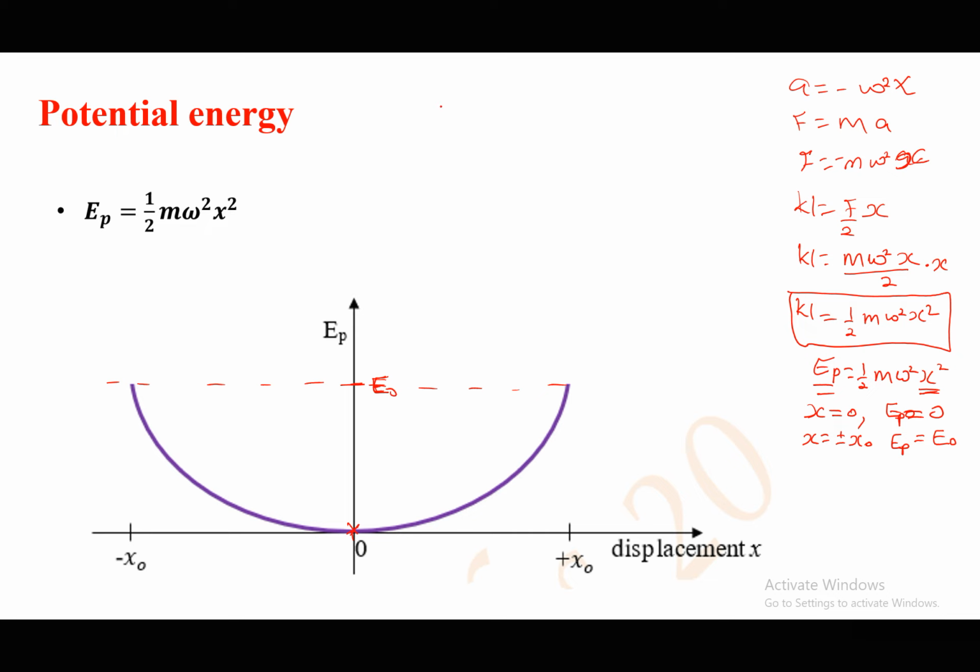The maximum kinetic energy is the same as the maximum potential energy, which is a half m omega squared times x naught squared. This is the maximum energy, and it is a constant because the mass of the body is a constant, angular velocity is a constant, and maximum displacement is a constant. So total energy is always a constant. Whenever potential energy is maximum, kinetic energy is zero, and whenever kinetic energy is maximum, potential energy is zero.